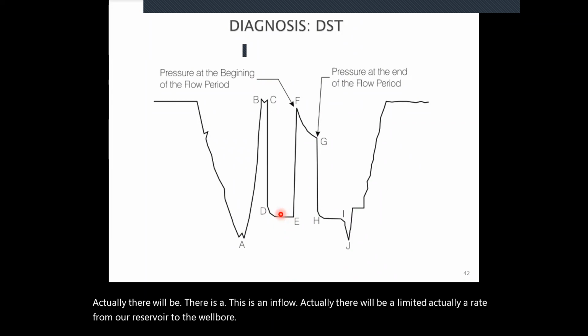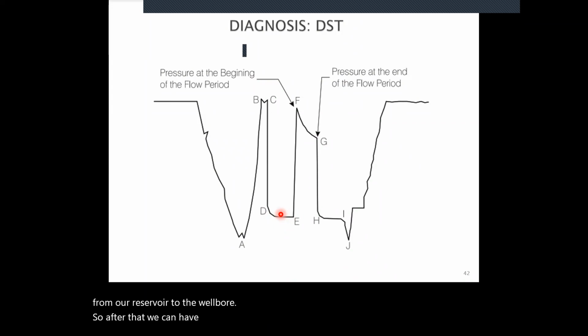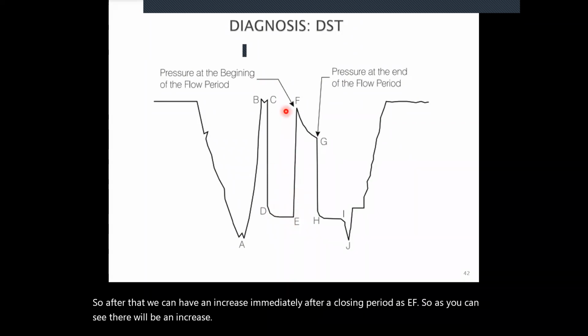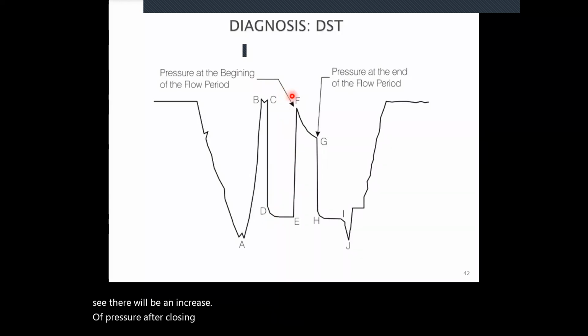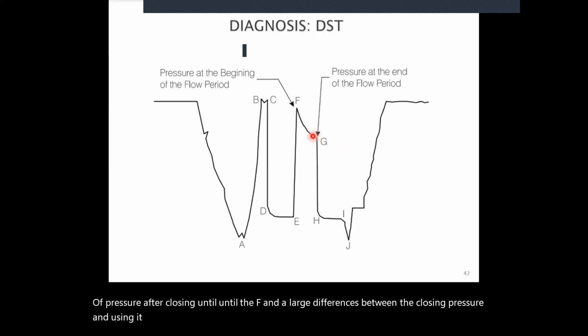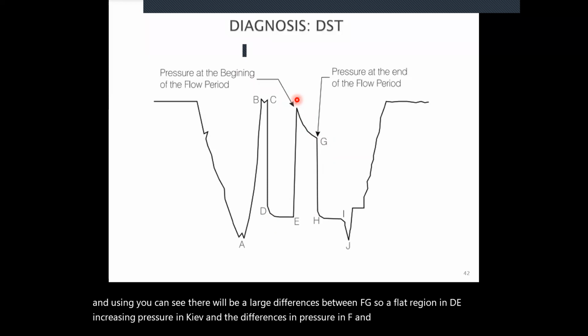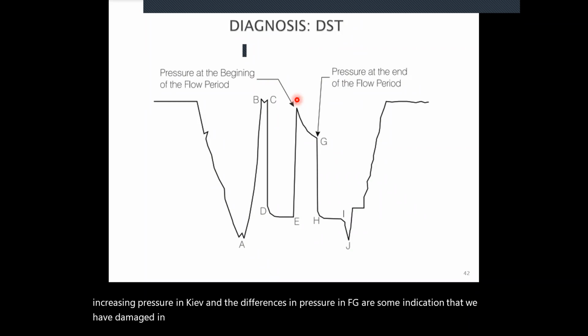After that, we can have an increase immediately after a closing period, as in EF. As you can see, there will be an increase of pressure after closing until F, and you can see there will be a large difference between F and G. So a flat region in DE, an increase in pressure in EF, and the differences in pressure between F and G are some indication that we have damage in our well. Okay, and this is conducted via drill stem test.